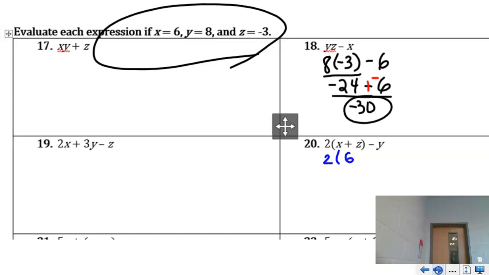So x was 6. And z was a negative number, so I want to make sure to substitute. So there's a set of parentheses for my negative 3, and then this parenthesis right here, I'm going to bring that down outside of here. And then minus y, so y was 8. So now I have everything all substituted in, and I can work the problem using my order of operations.